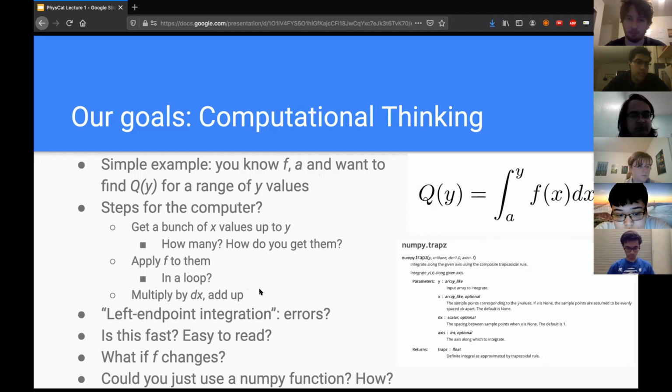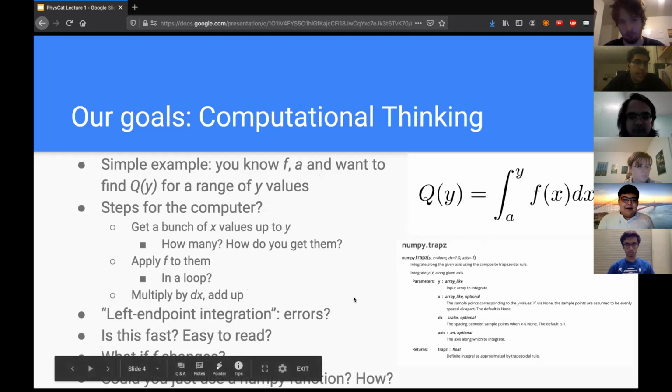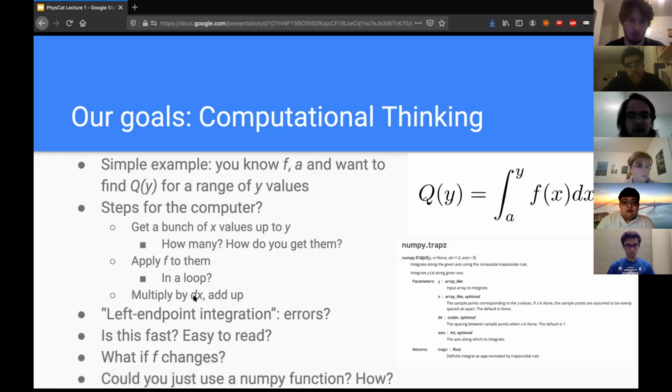I won't bother to read them off, but the idea is there's a lot of subtleties to how you do it. Like, what x values do you choose? How do you apply f to all of them? Do you write a loop for that? Then you multiply them all by some dx. What even is dx? Add them all up. And so there's a lot of non-trivial translations of this math idea to code.